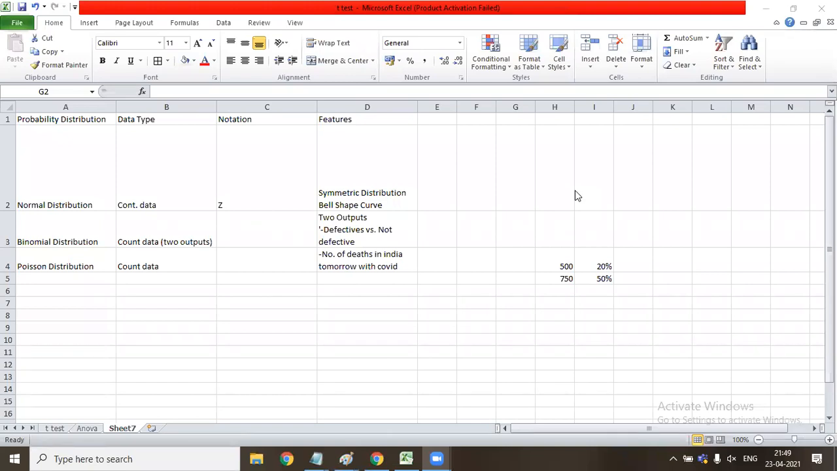Poisson distribution talks about the probability of deaths, failures, etc. That means the probability of variables that are discrete in nature but in a count form: 500, 700, 750, 800, 20,000, whatever it is. When probability comes in the form of a count, then it is a Poisson distribution. Okay, sir. Anybody any doubt? No, sir.